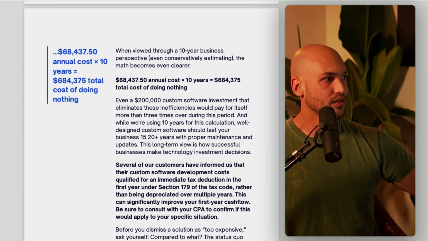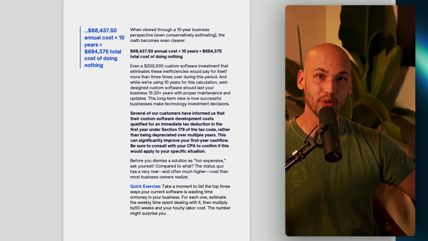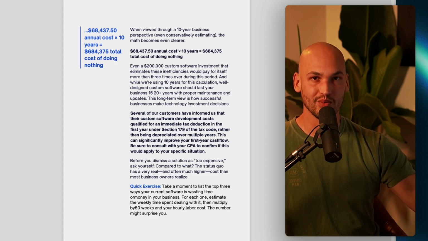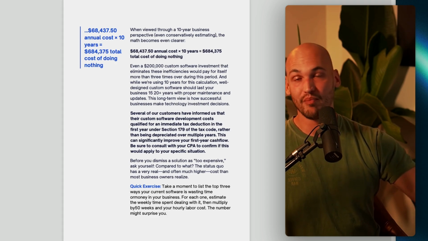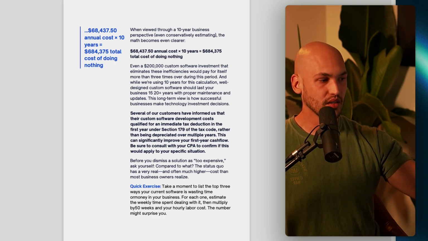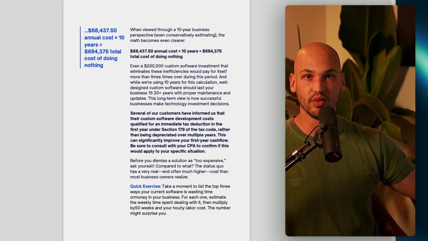It's because you have to view this from a 10, 15, or maybe even 20-year perspective. Because if you get a bill for 200 grand for custom software development and you go, well, my problem is only $68,000, that's not it at all. It's actually annualized over multiple years of opportunity cost.